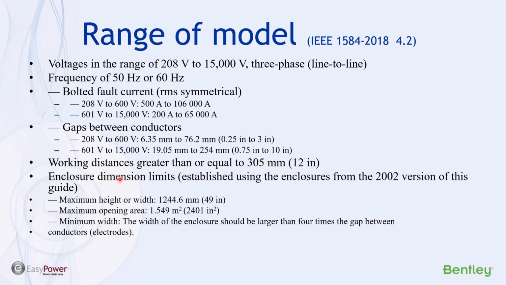Enclosure dimensions are a fairly important constraint, and they establish some specifics using the enclosures that were defined in the original 2002 version. They give us a maximum height or width, a maximum open area, and then a minimum width. And this all has to do with reflections of the energy from the cabinet that the arc is inside or within.